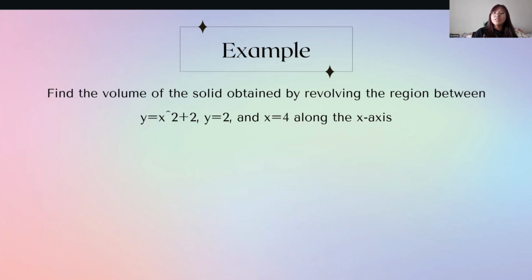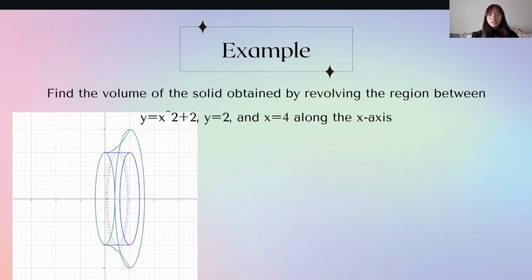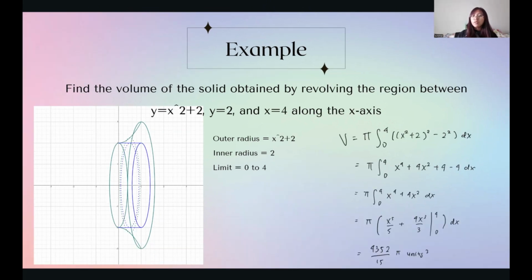Let's first sketch the region so we can know what we are dealing with. As you can see in the picture, the shape that has been produced by the revolution is hollow and has a hole in the middle. This means that we can use the Washer method in order to find the volume of the figure. Now we can determine the outer radius to be x squared plus 2 and the inner radius to be 2, and the limits of the integration to be from 0 to 4 as mentioned before. Now we just have to plug these values into the formula of the Washer method to find this. So the volume of this figure is 4,352 over 15 pi units cubed.